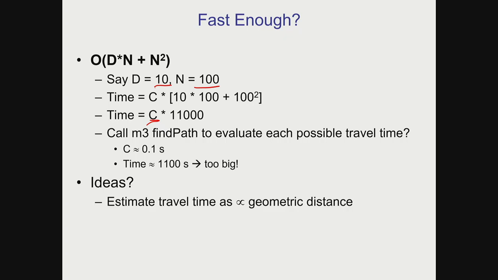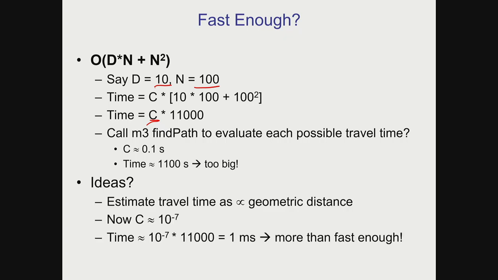But it's much faster. If we estimate it as geometric distance, the time to compute the distance between two points using your M1 function is going to be really fast, on the order of maybe 100 nanoseconds, maybe even less on a fast computer. If I multiply the same number of calls by this much smaller number, it's going to take about a millisecond for you to make all these decisions. So with geometric distance, this algorithm is way faster than you need. It's not going to be a problem at all, or at least the part where you're choosing delivery orders is going to be very fast.